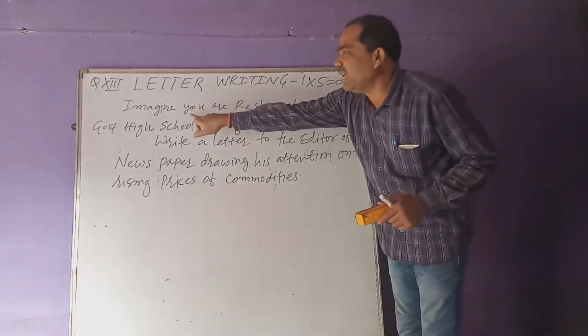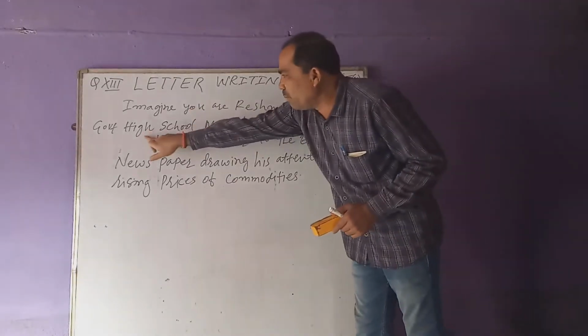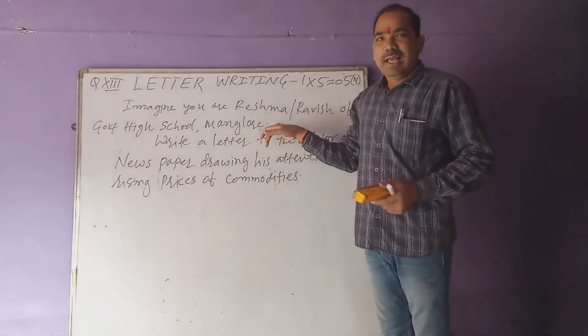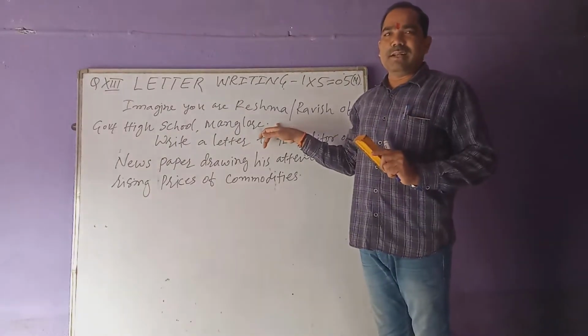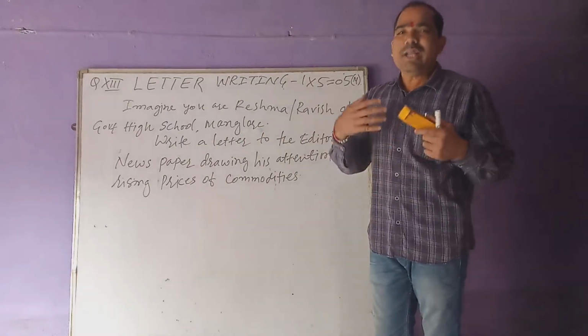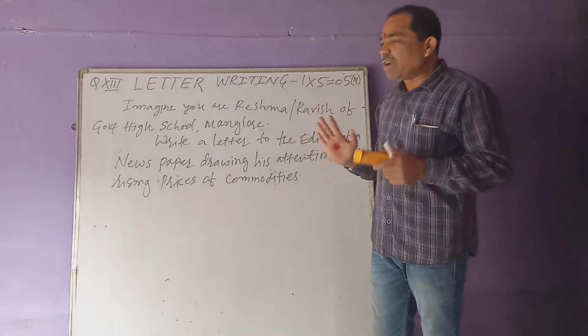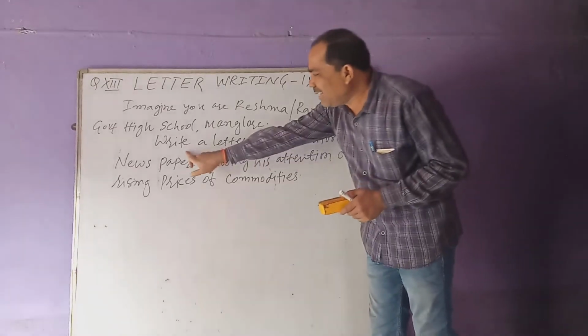In the same way, imagine you are Reshma or Ravish of Government High School Mangalore. There are so many government high schools. So we just have to imagine that we are Reshma or Ravish from the Government High School of Mangalore, and what we have to do is write a letter.